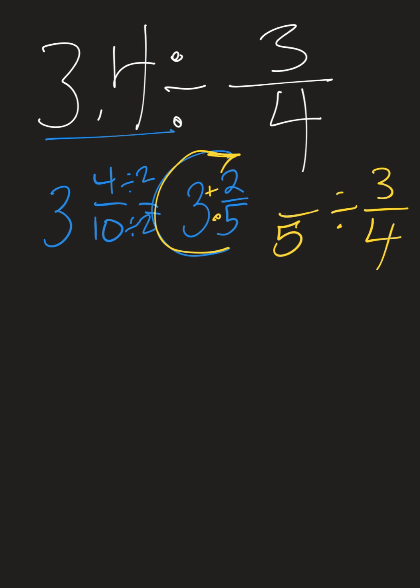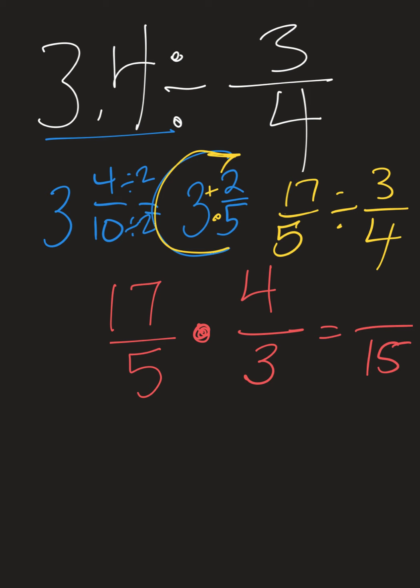Let's clean that up a little. 17 over 5 divided by 3 over 4. As we do with our fractions, we're going to keep, change, and flip. 17 times 4 and 5 times 3. So I know that bottom part is 15.